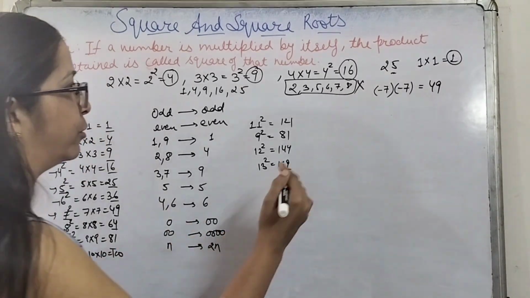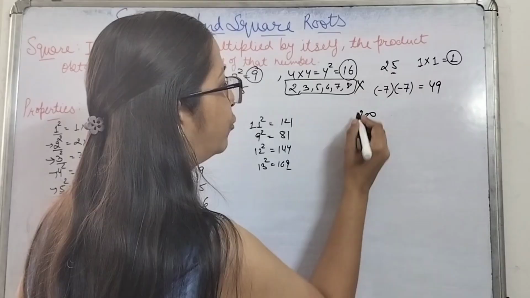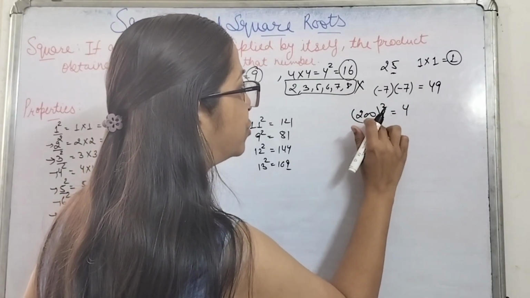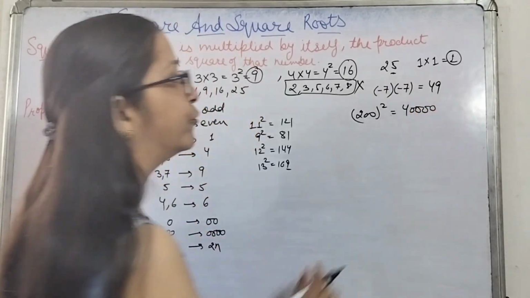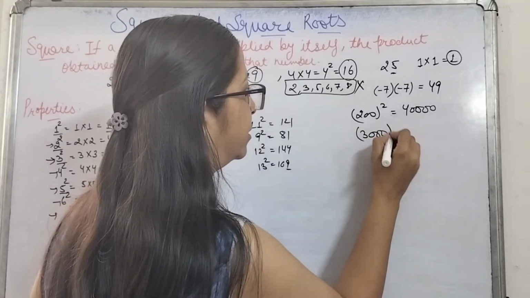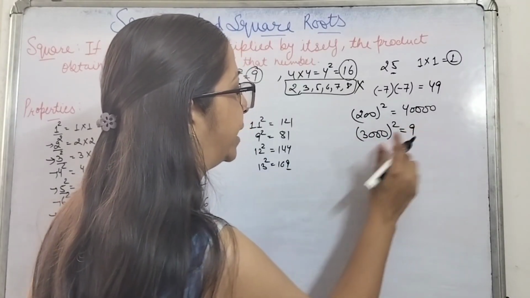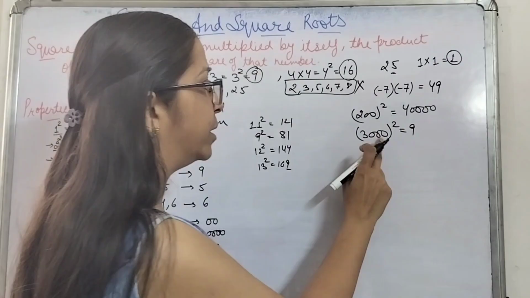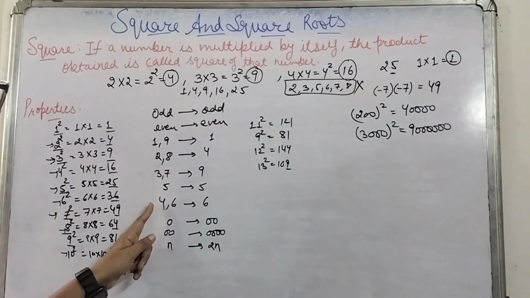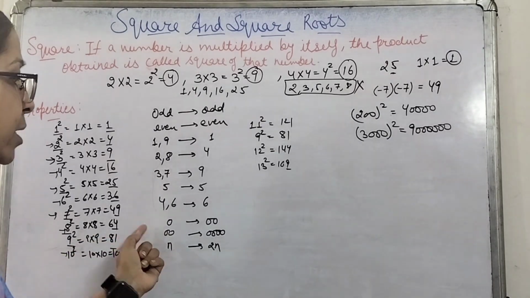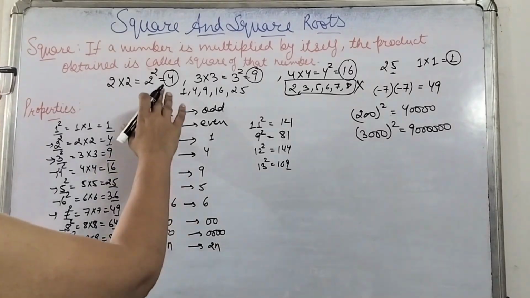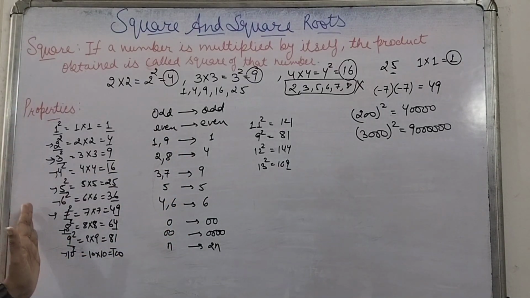Suppose I talk about 200. To find the square of 200, the square of 2 is 4, and because 2 zeros are there, in the square there will be 4 zeros. Similarly, for the square of 3000, the square of 3 is 9. Because there are 3 zeros in the number, in the square there will be 6 zeros. So whatever the number of zeros in the number, the square will have two times as many zeros. All these are the properties which we can conclude from here.